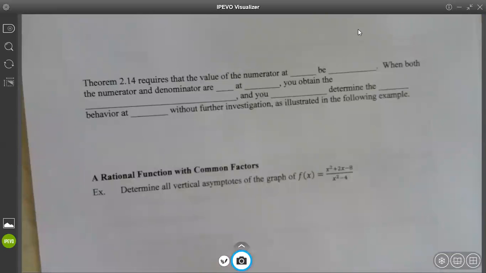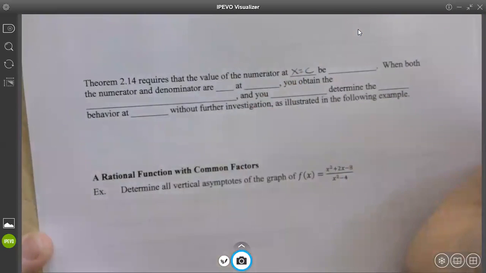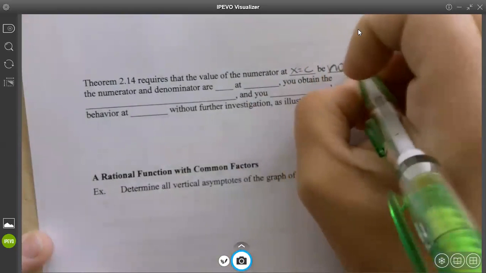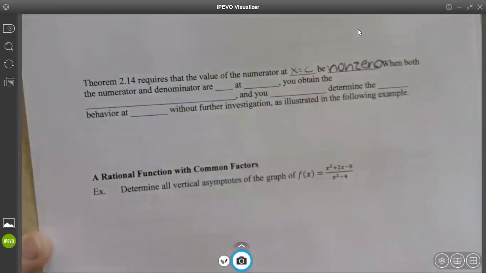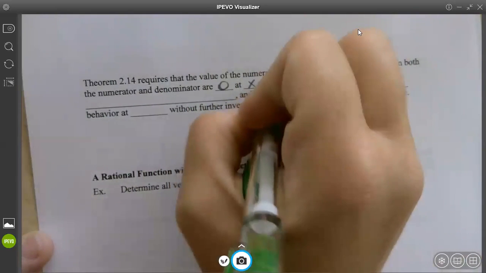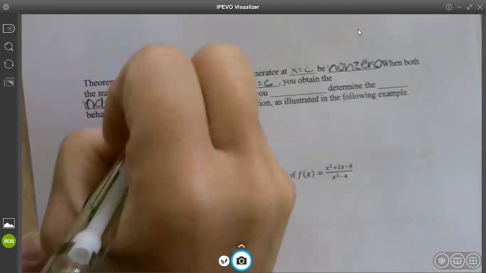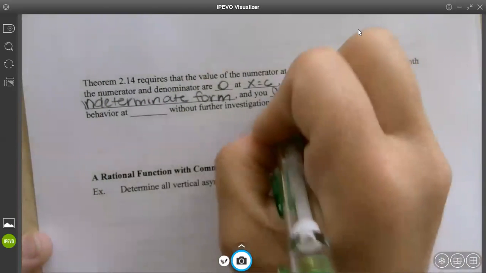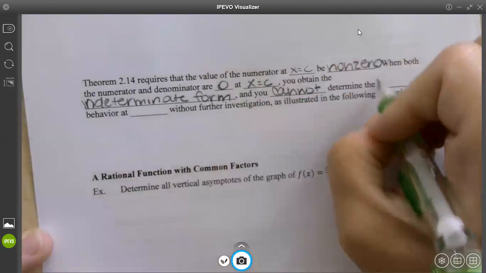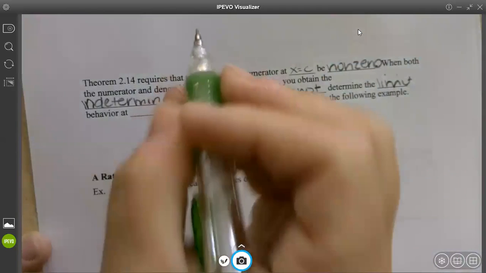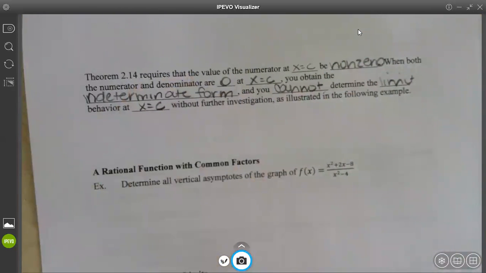Theorem 2.14 requires that the value of the numerator at x equals c be non-zero. When both the numerator and denominator are 0 at x equals c, remember that's the indeterminate form. Indeterminate form, and you cannot determine the limit. That's the reason it's called indeterminate. Behavior at x equals c without further investigation is illustrated in the following example. And again, I didn't need to leave that much space. I guess I was too lazy to go back and look at it and fix it. So that space is not needed.